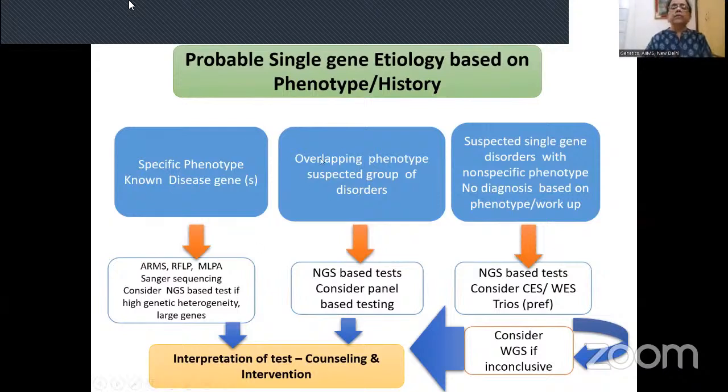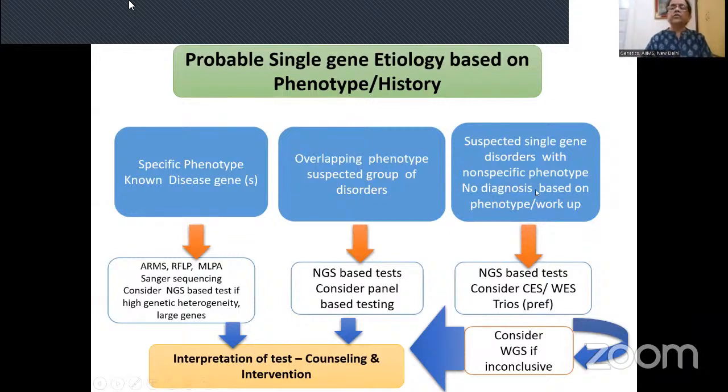The other scenario could be when you have an overlapping phenotype of a suspected group of disorders, and there are a number of known genes which are positive. So here we call this a panel, and this panel-based testing may include, in nephrology, testing a panel for, say, steroid-resistant nephrotic syndrome or tubulopathies and so on and so forth.